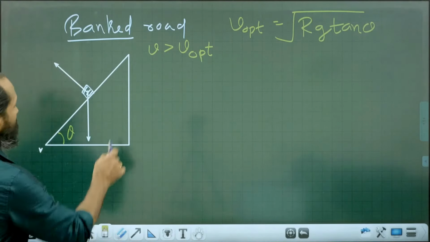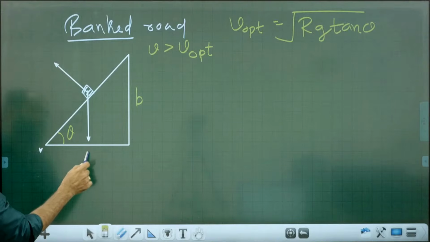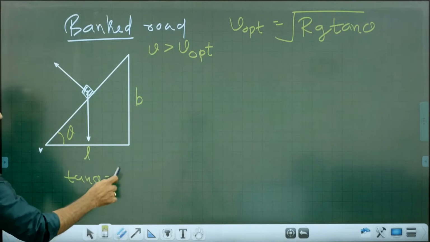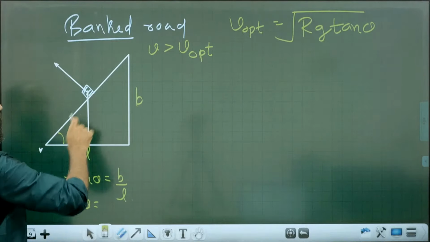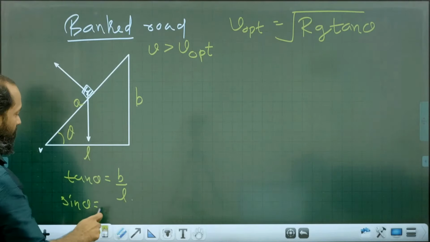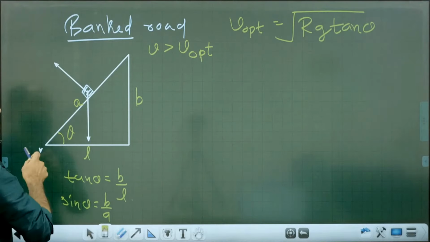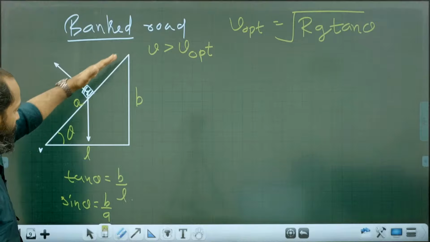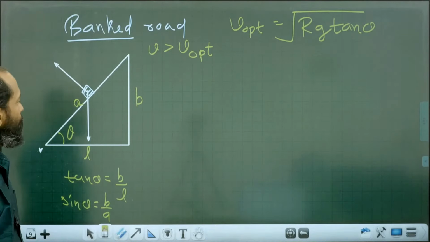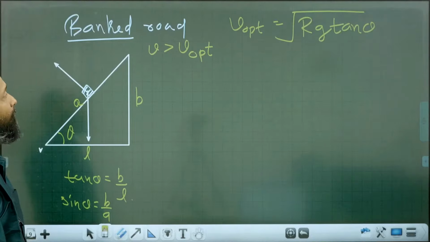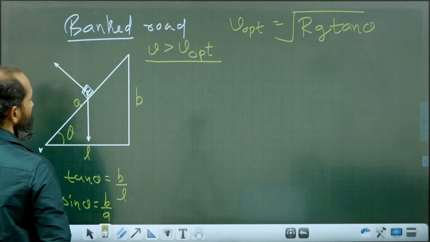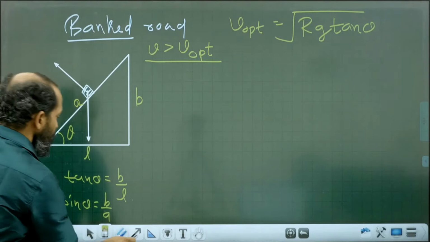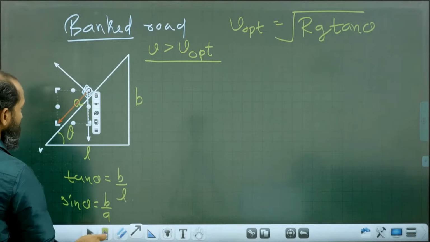Let this be b, let this be l, then tan theta is equal to b by l, or we can also use sin theta. Sin theta equal to b divided by, let this be a, b by a, opposite by hypotenuse. Hypotenuse is the road itself. So tan theta b by l, sin theta b by a, all can be used for distinguishing the slope of that road. Now if speed is greater than optimum speed, the tendency of the vehicle is to slip upward. So the static friction would act downward. Friction is acting downward.